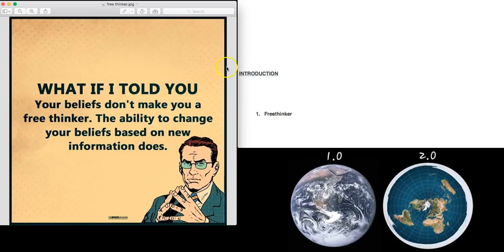show this meme here. What if I told you your beliefs don't make you a free thinker? The ability to change your beliefs based on new information does. If you're someone who believes ardently in this circle model, I ask you to just sit back, consider all the information I'm going to present, and then make up your mind once you've listened to everything. I'm not out to argue again. I'm just going to show you some information, and as a free thinker, you can make up your own mind with this information.